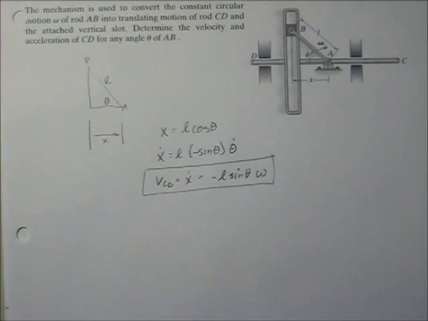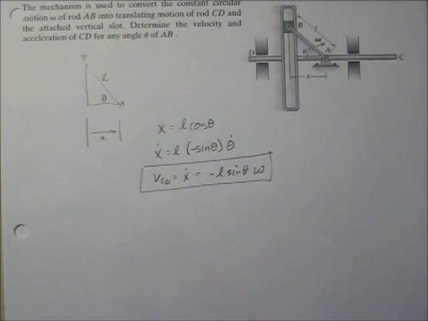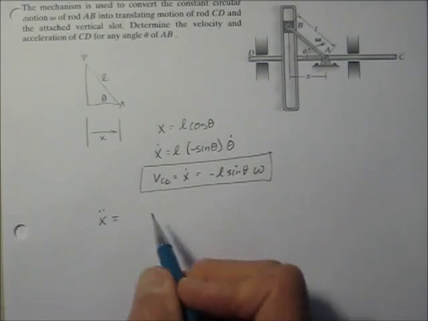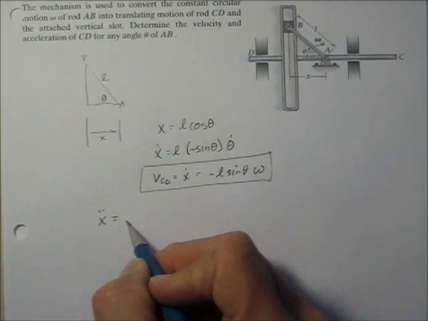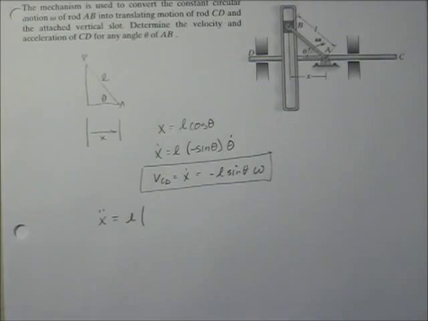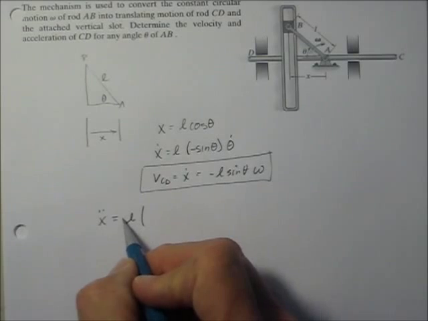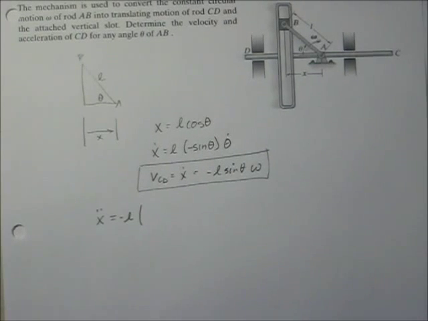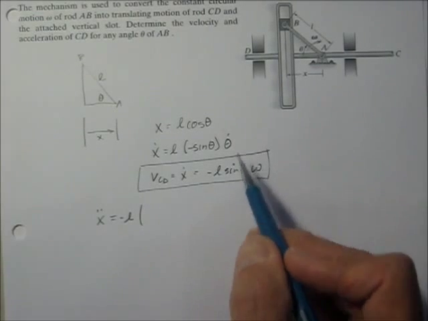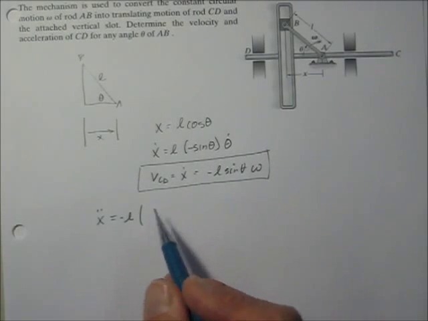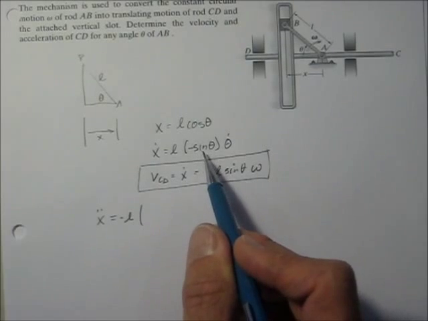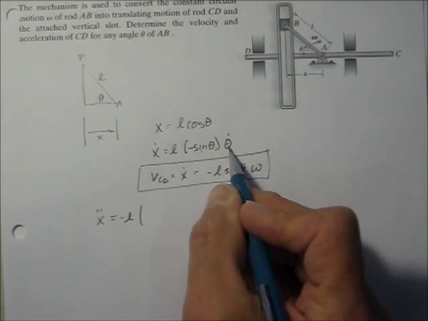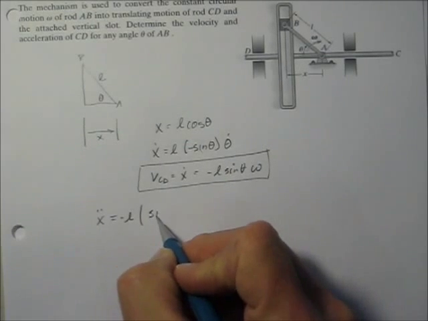If I know what omega is, then I can find out what the speed of that bar is. If I want to find out something about acceleration, I take the time derivative again. So I'm going to say x double dot, taking the derivative of this equation, is equal to L, and inside that parenthesis, let's take the minus outside. Now we have to use the product rule to take the derivative of this, because I have a function of theta and a function of time. So that's going to be sine theta times theta double dot.